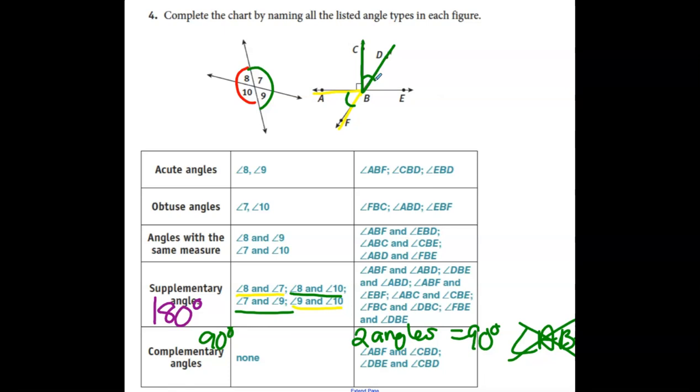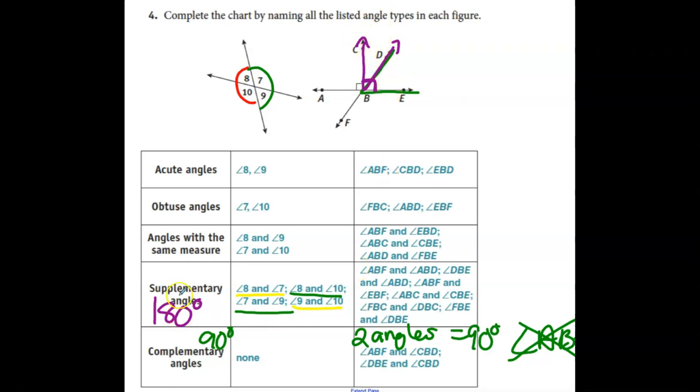The other set of angles would be DBE and then CBD. This is probably the most common. Both of these angles together are going to add up to 90 degrees. You have an acute angle and an acute angle.